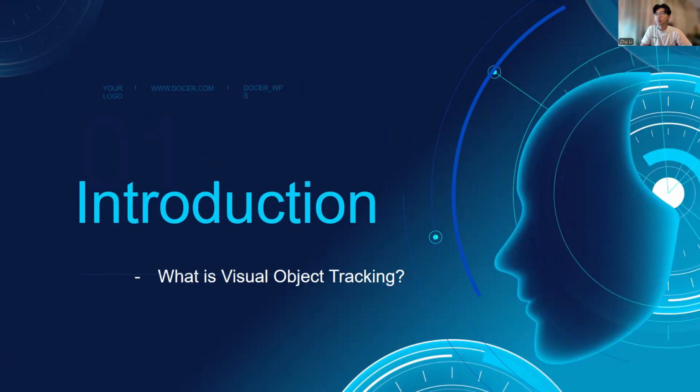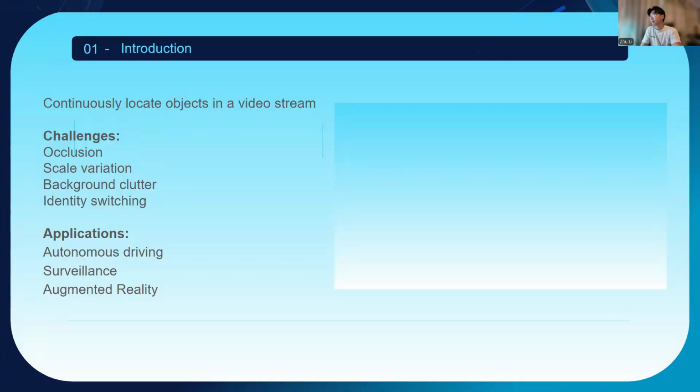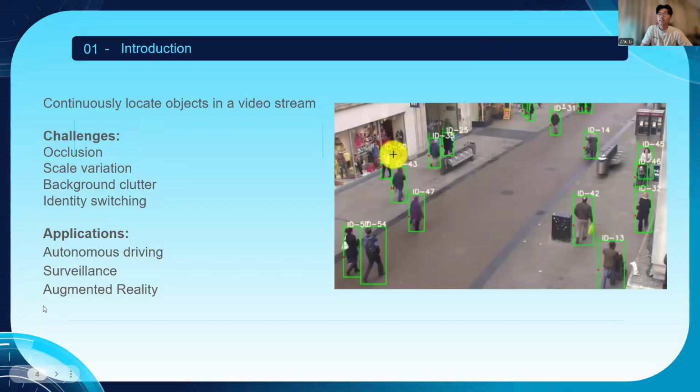First, what is visual object tracking? It's a key task in computer vision where we aim to continuously locate the object across the video frames. However, real-world challenges like occlusion, scale change, background clutter, and multiple moving targets make this task very difficult. Video tracking is widely used in areas such as autonomous driving and security surveillance.